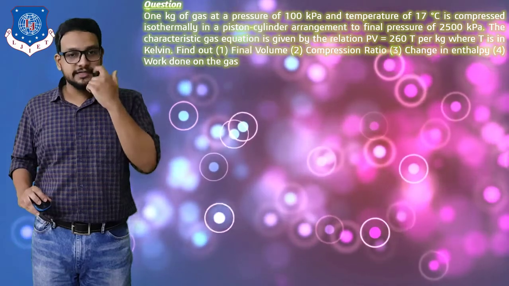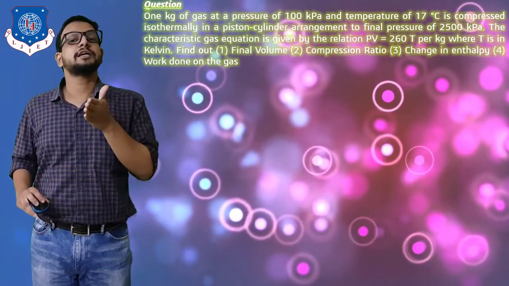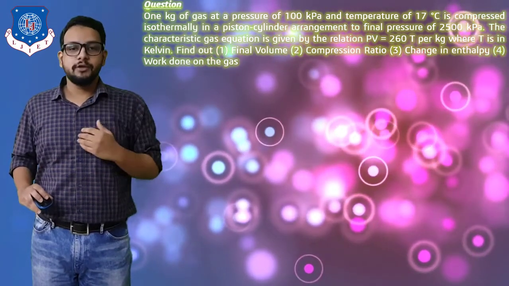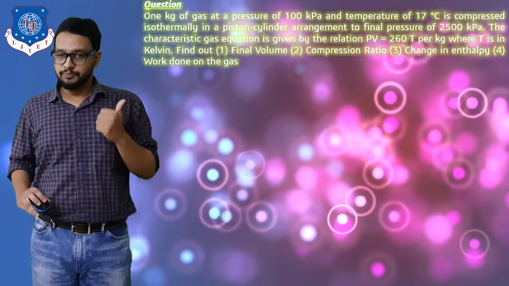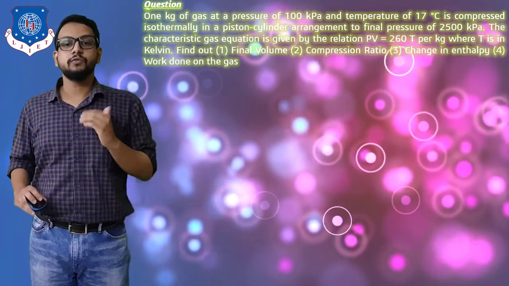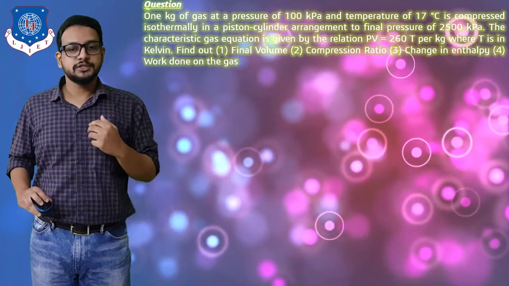Now in the next statement it is given that the characteristic gas equation is given by the relation PV is equal to 260 T, where T is in Kelvin. So we need to determine first the final volume, then the compression ratio, then change in enthalpy, and lastly the work done on the gas during the compression process.